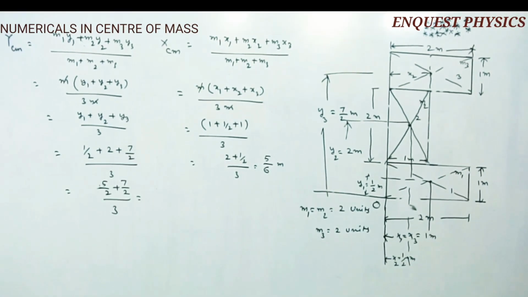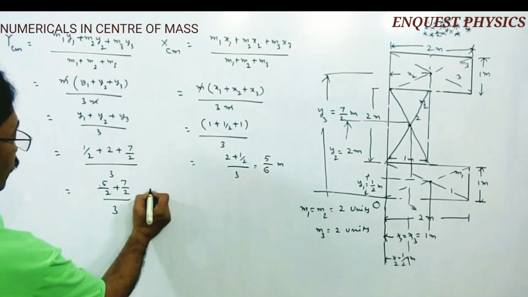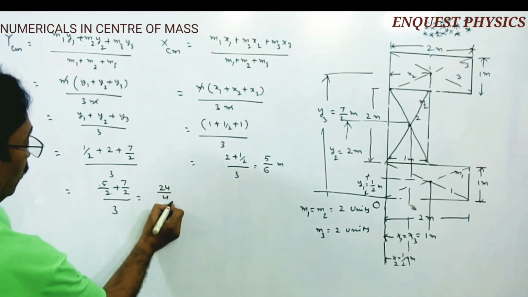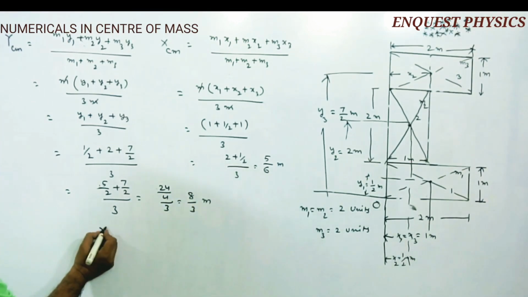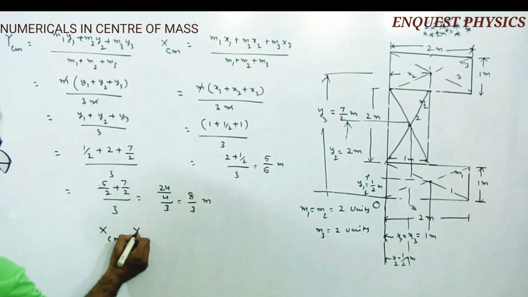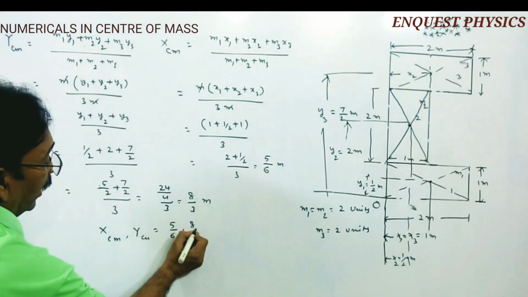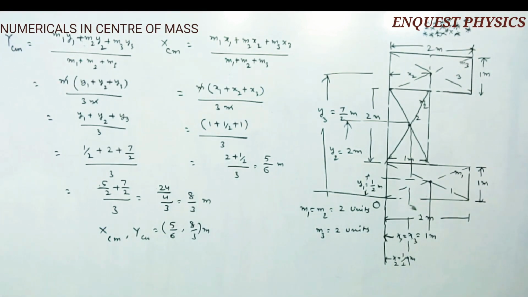Okay, students, it is 24 by 4 by 3. It is 8 by 3 meter. In this way you can find out the xcm and ycm as 5 by 6 and 8 by 3 meter. Students, here's the method to find out the center of mass of a 3-body system. Here by using the same method you can find it for different structures, students.